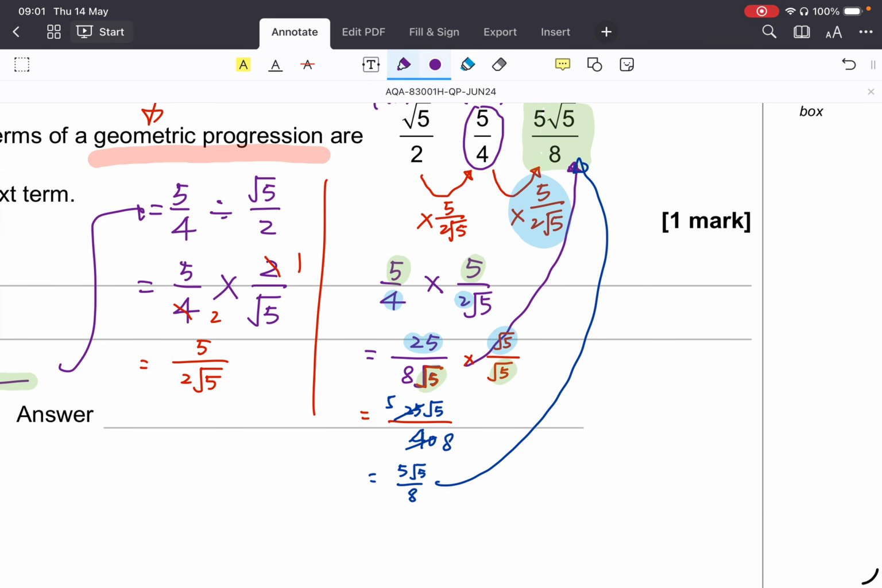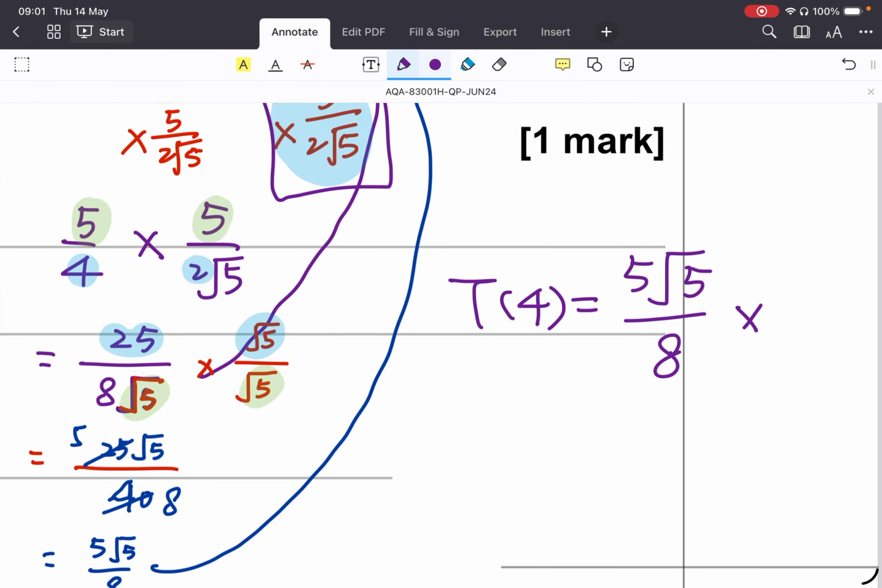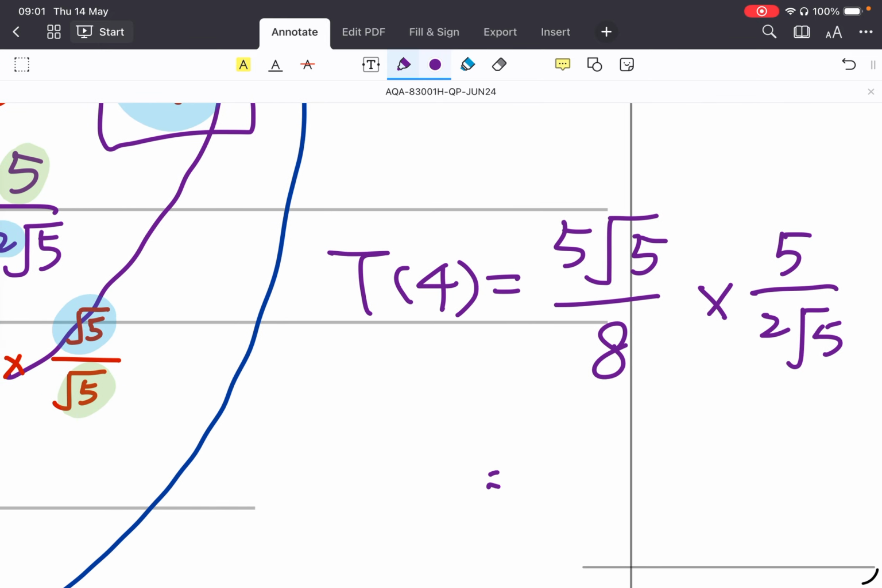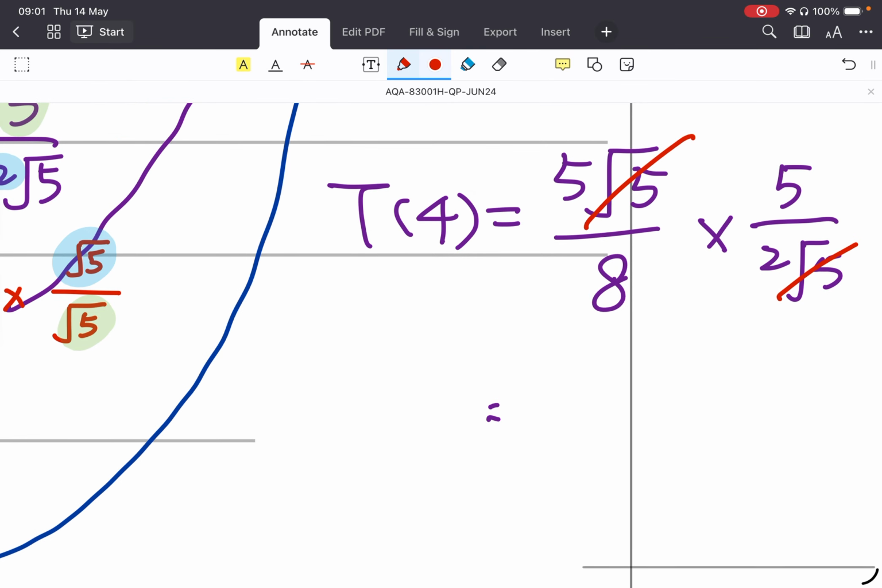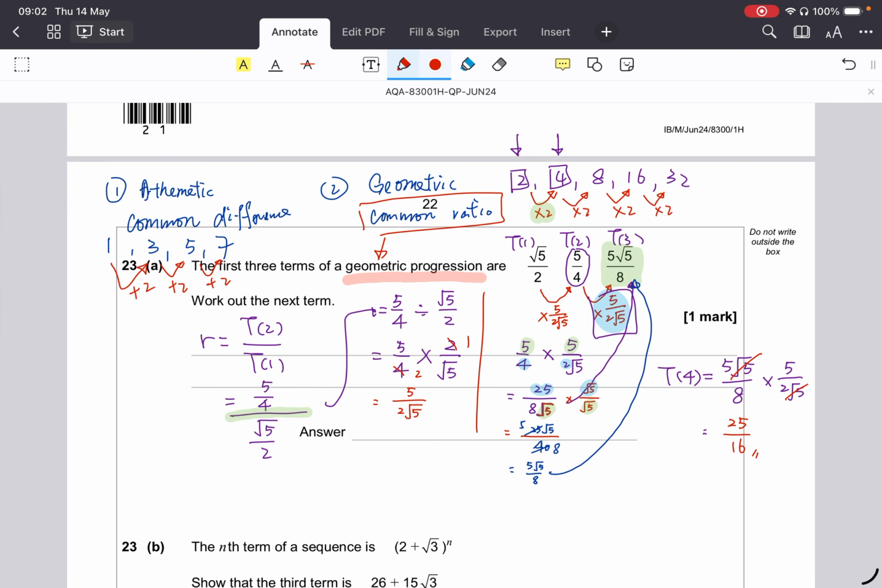As we are looking for the next term, which is T4, we use T3, which is 5 square root 5 over 8, times exactly the same common ratio, 5 over 2 square root 5. We simplify square root 5, square root 5. Then 5 times 5 at the top is 25, 8 times 2 at the bottom is 16. And that's it for question 23a. That should be the next term.